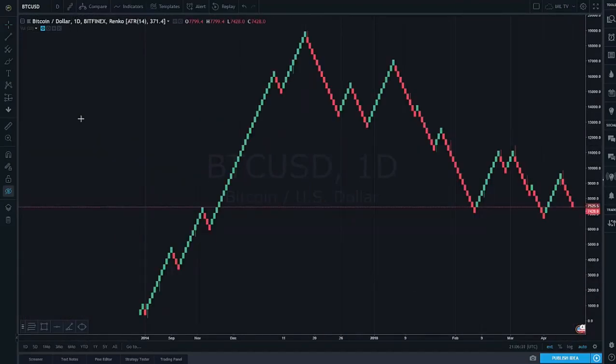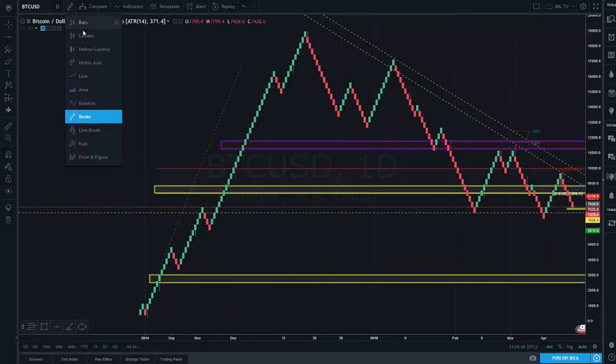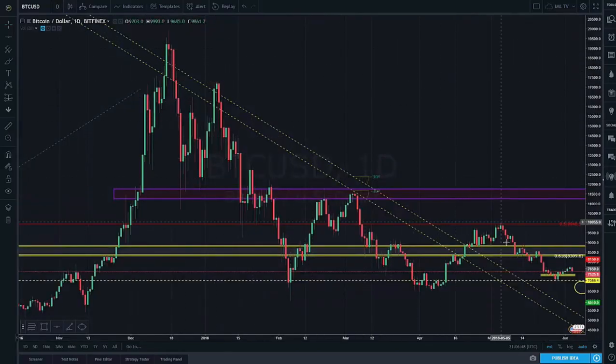If you're using Renko charts to help identify areas of support and resistance, you can implement these levels onto your chart, and you're going to be able to go back onto your candlestick chart and compare the data to see how exactly it lines up.